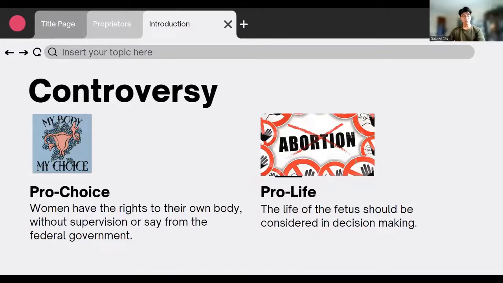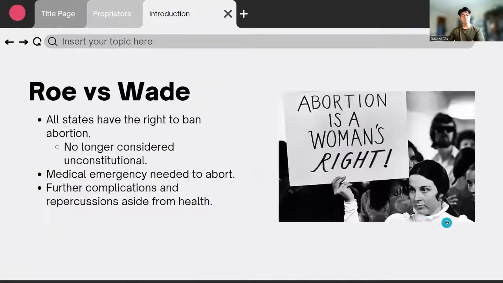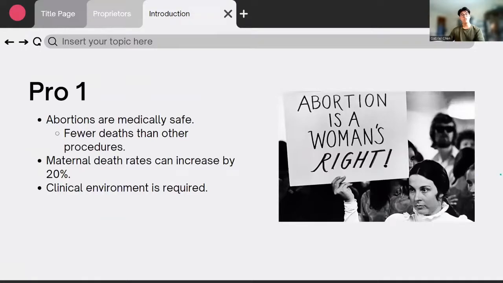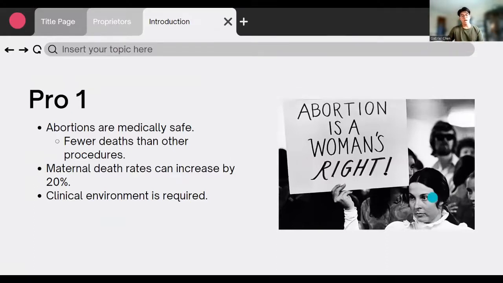To be fair to both sides of the argument, let's look at some of the arguments from pro-choice and pro-life perspectives. For pro-choice, this is just a quick overview of Roe versus Wade. The first argument provided is that abortions are considered medically safe. Abortion, compared to other medical procedures such as plastic surgery, has a lower death rate: 0.7 deaths per 100,000 procedures for abortion, compared to 1 to 2 deaths per 100,000 procedures for plastic surgery.